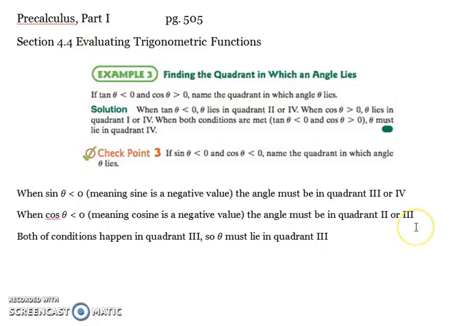And that's just remembering your graph: everything in the first quadrant is positive, everything in the second quadrant has a negative x but a positive y. The third quadrant is negative, negative, and the fourth quadrant is positive, negative, because you're going to the right and down.